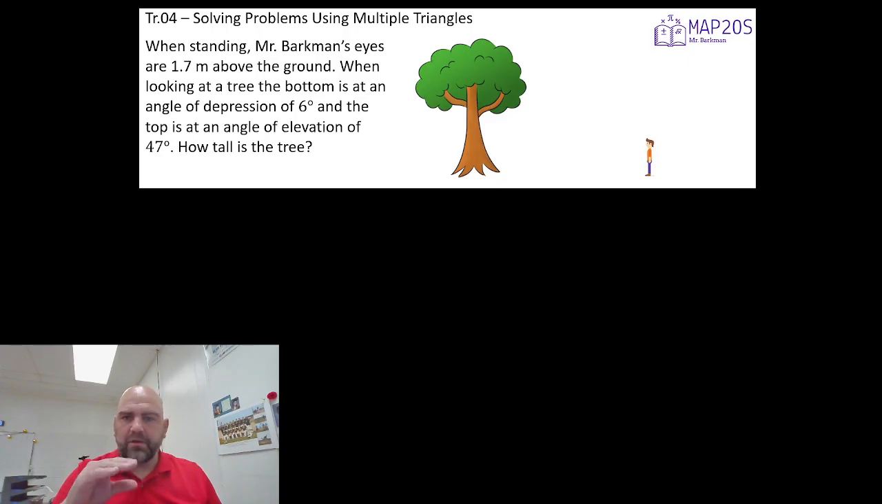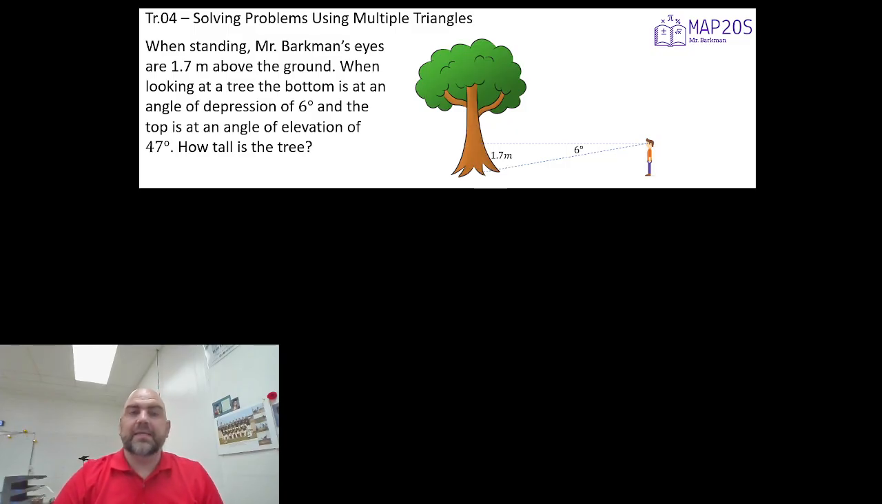The angle of depression to the bottom. Okay, so we've got to use our horizontal in here. The angle of depression to the bottom is 6 degrees. So when I'm looking down at this tree, I'm looking down at an angle of 6 degrees, which gives me a height there of 1.7 meters, which in this triangle would technically be the opposite side. Now, I could use this to figure out how far away from the tree I am as well, and we'll get into that in just a minute. So that's the first little bit of drawing out our diagram.